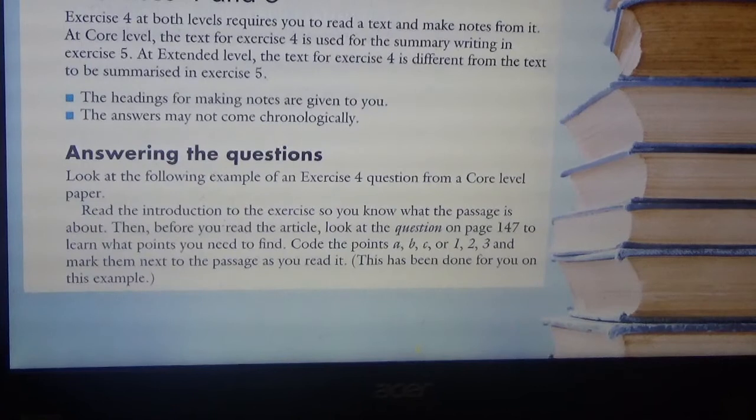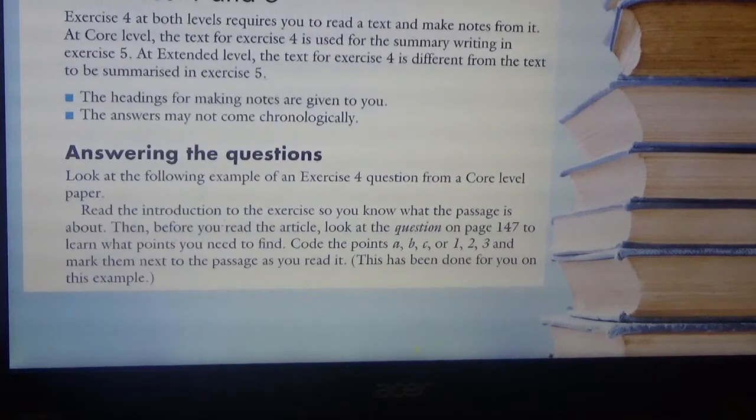How should we deal with exercises 4 and 5 in the question paper? Exercise 4 at both levels requires you to read a text and make notes from it. There will be a text and you should be taking down notes from it. At core level, the text for exercise 4 is used for the summary writing. It's the same thing in exercise 5. At extended level, though, the text for exercise 4 is different from the text to be summarized in exercise 5. So we have to remember this.